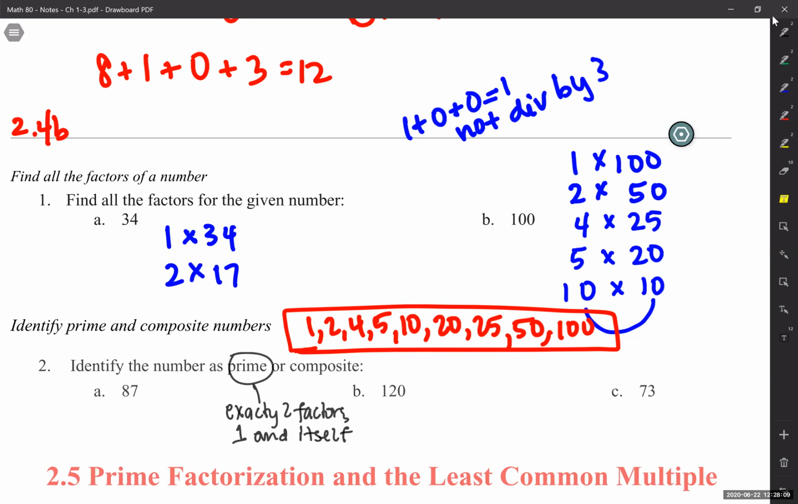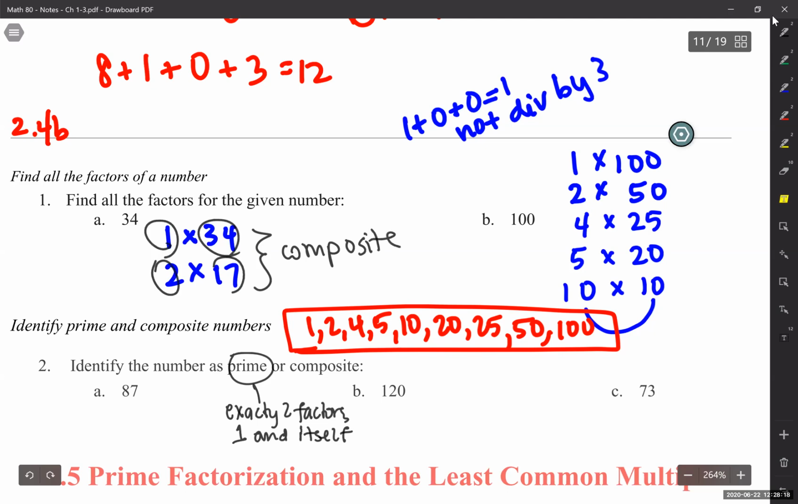This number, 34, is composite. It is not prime because it has 1, 2, 3, 4 factors, which is definitely more than the 2 needed for prime. The number 100 is also composite. You can see it has many more than 2 factors. And so the smallest prime number is the number 2.